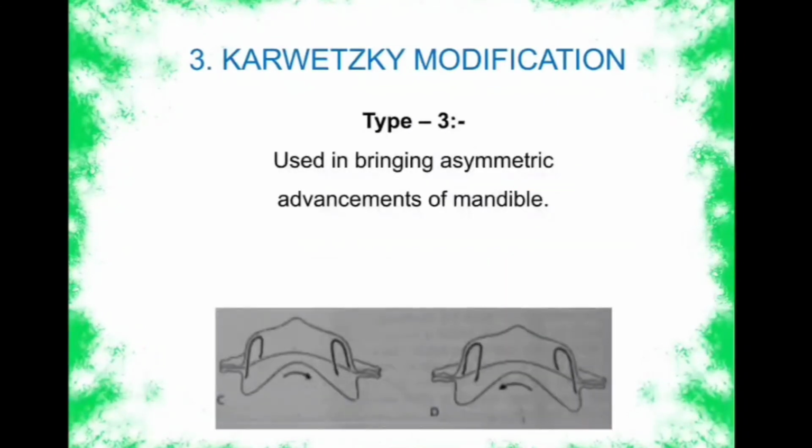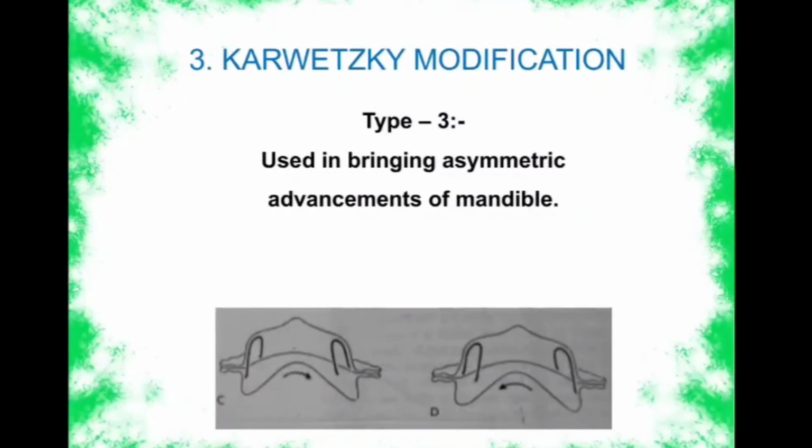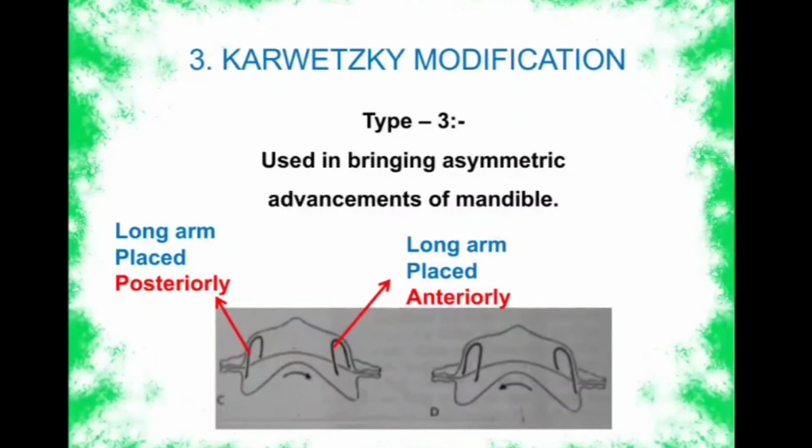Coming to type 3, which is used in bringing asymmetric advancement of the mandible. The long arm of the U-bow is attached anteriorly on one side and posteriorly on the other side to allow asymmetric advancement of the mandible.